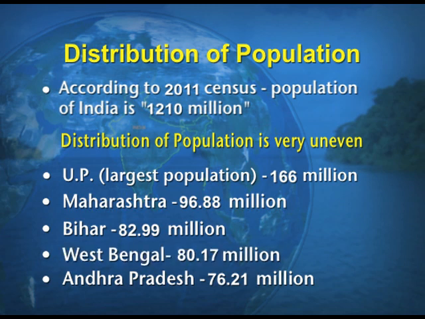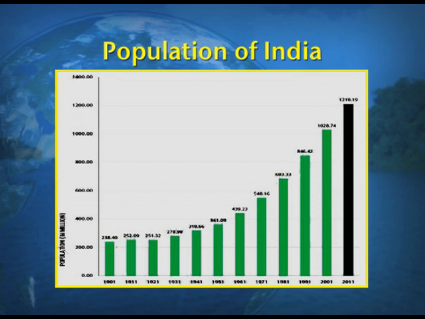And then we have West Bengal with 80.17 million of the population, and Andhra Pradesh with 76.21 million of the population. So, these 5 states account for about half of the country's population. Now, look at your screens, children.